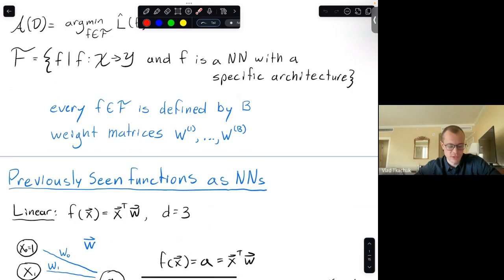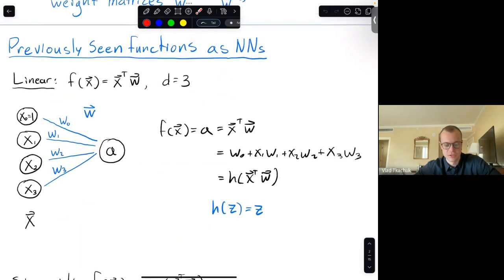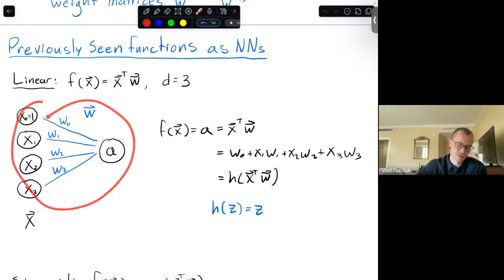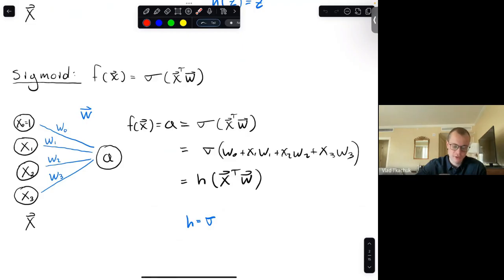Then we went through a bunch of details of how neural networks are a generalization of many of the functions we've seen, such as the linear function, which you can draw as a neural network like this, and the sigmoid applied to a linear function, which you can also draw in the same way, except the non-linear activation function h should be chosen as the sigmoid.